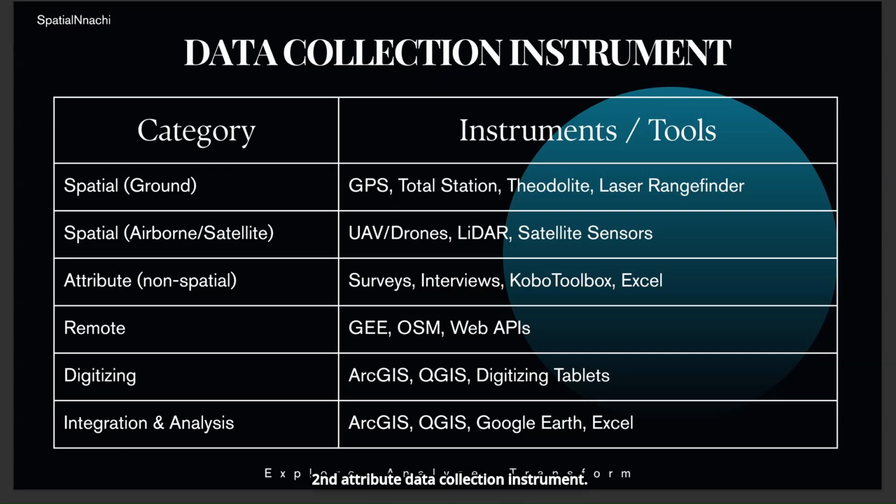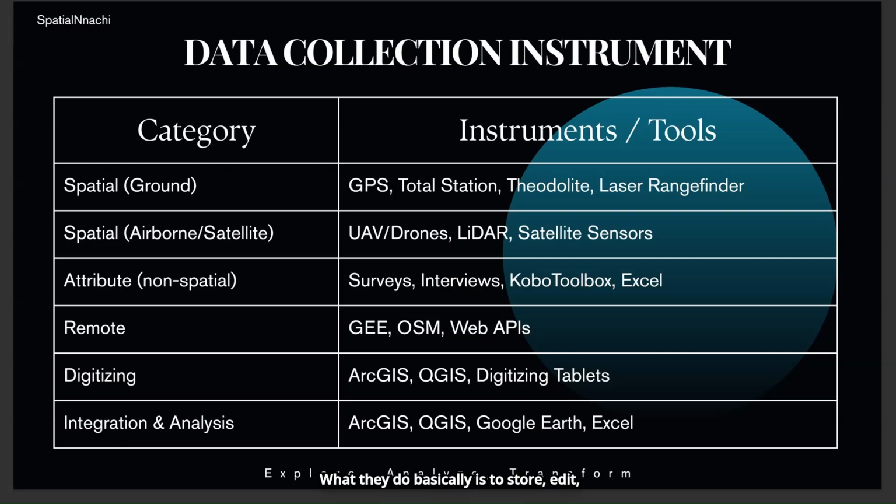Second, attribute data collection instruments. It gathers descriptive and socioeconomic information. Examples are questionnaires, interviews, ODK. Third, remote data collection tools. Allows for data gathering without field visits. Examples are OpenStreetMap and Google Earth Engine.